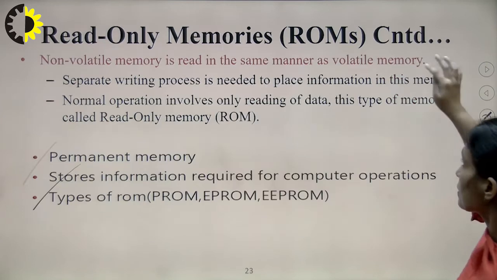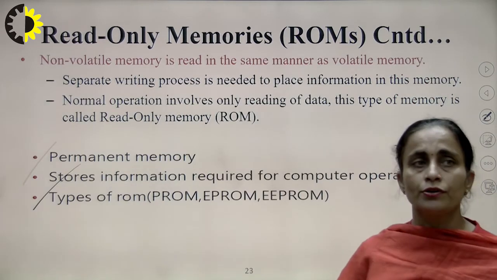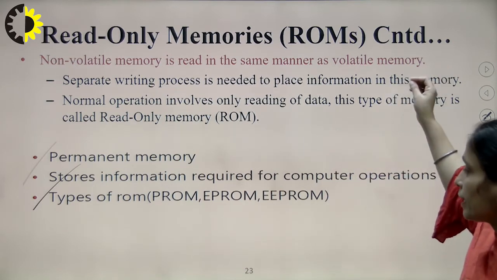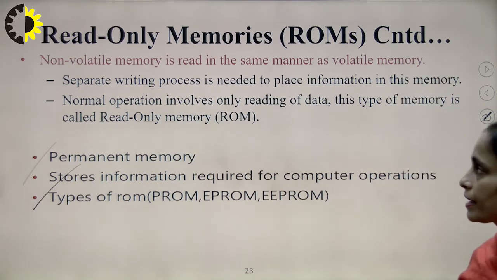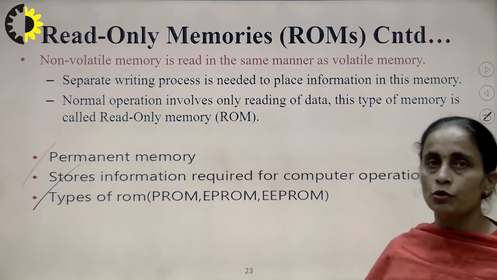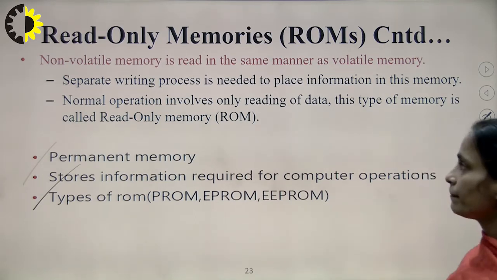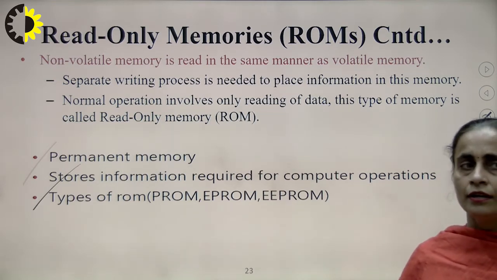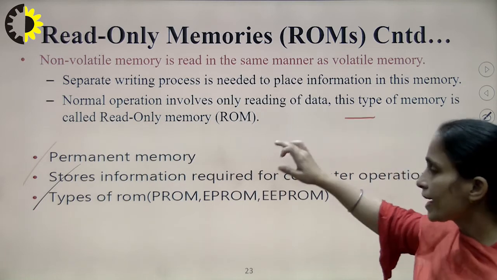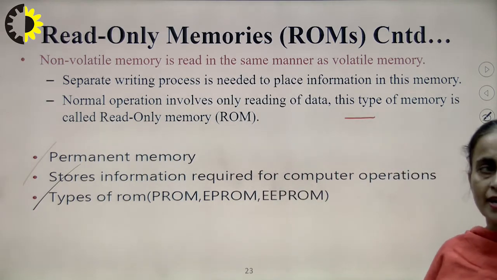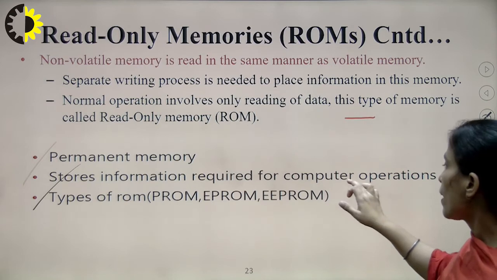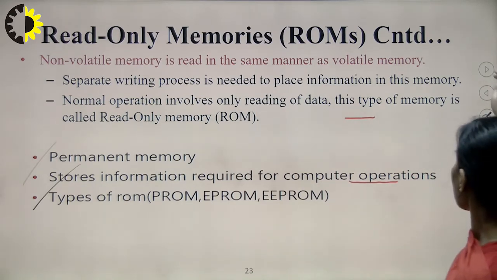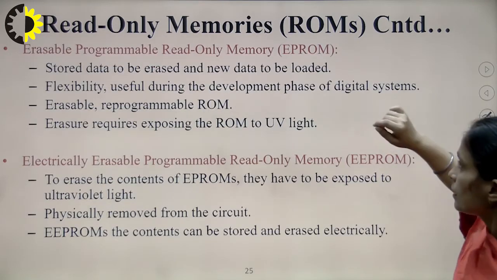So, in that case I have to move on to the non-volatile memory, that is read in the same manner as I do the read operation in volatile memory. There is a separate writing process I require to place my information in this memory, and the normal operation involves reading the data, and it is known as my ROM. I can say this ROM is my permanent memory and it stores the information required for computer operations. It comes in different types: they can be PROM, EPROM and EEPROM, as we will discuss them.